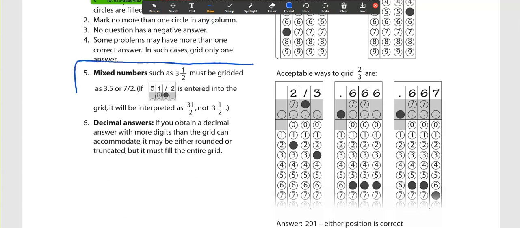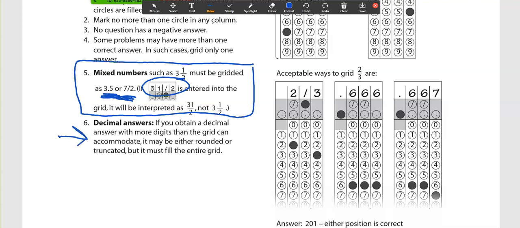Mixed numbers. If you have a mixed number, such as 3 and 1/2, you're either going to mark it down as 3.5 or you're going to mark it down as 7/2. Do not ever write it like this, 3 1/2, because it will see that as 31/2, which is 15.5, which is the wrong answer. So make it a decimal or an improper fraction, but don't ever do the mixed fractions.